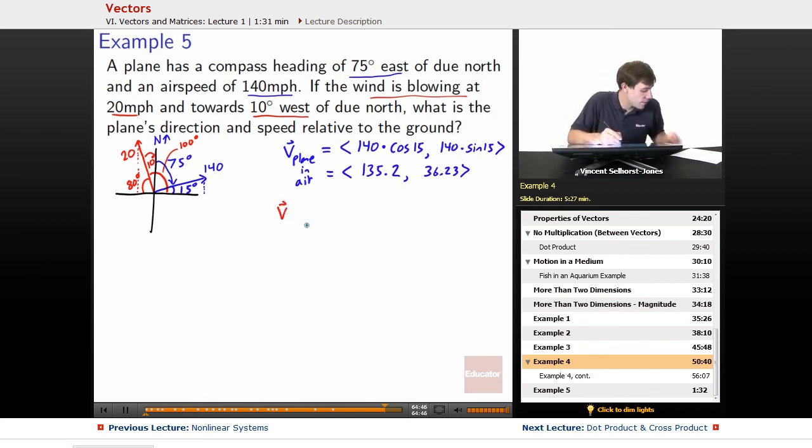And then we've got the wind. What is the velocity of the air itself? So the air is moving at a speed of 20.